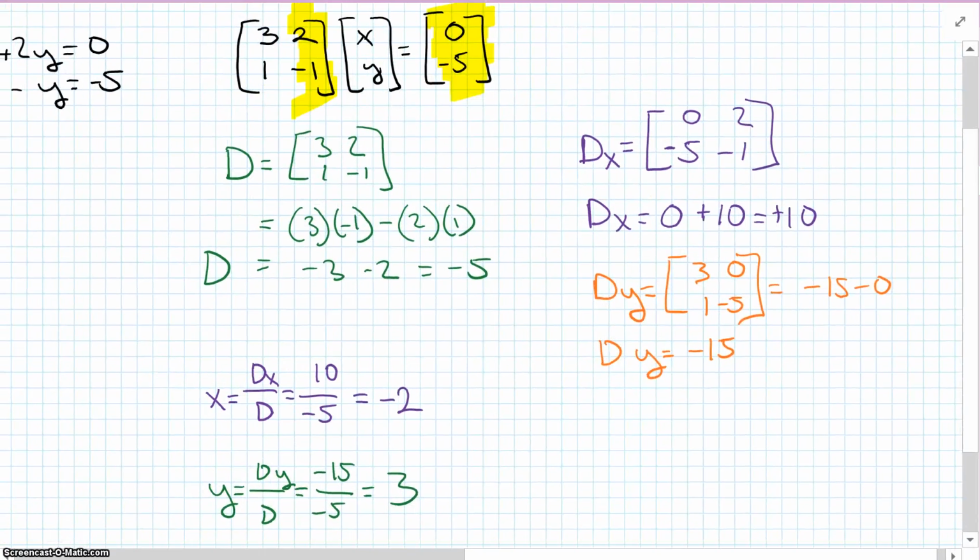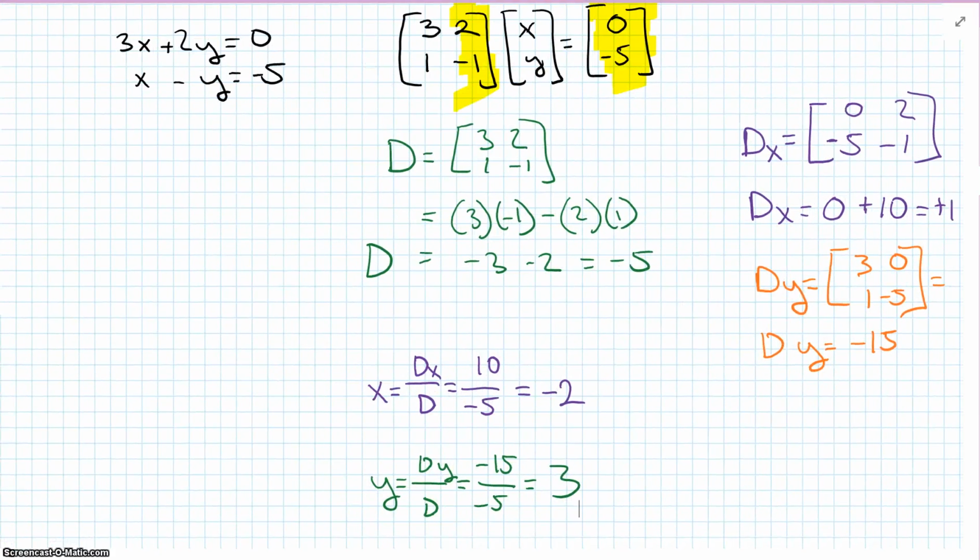So we can go plug that back into the original equation. We can just double check. Let's use x minus y equals negative 5. So 2 minus 3 equals negative 1.